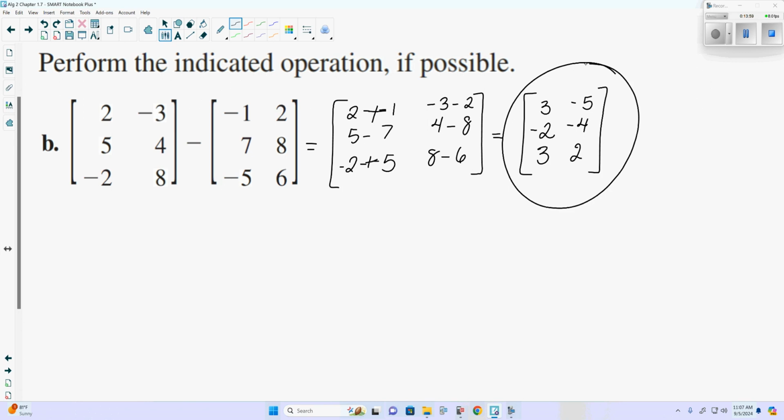That's it. When we add or subtract, the dimensions have to be the same, and the dimensions of our final answer will be the same as the other two.